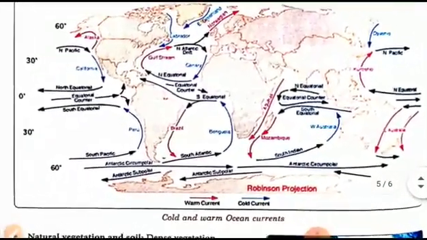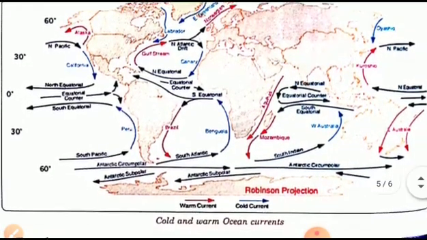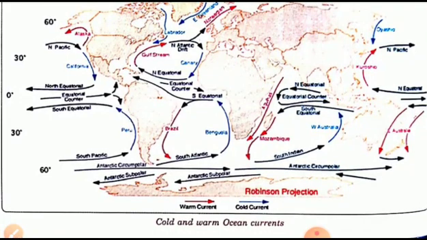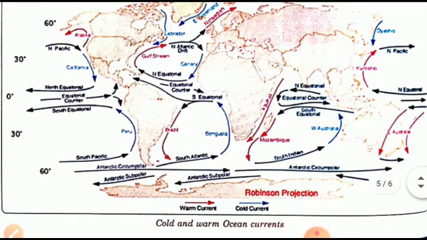Now see here the picture of the cold and the warm ocean currents, how the red color is showing the warm current and the blue color is showing the cold current. How the warm current goes up and the cold current rushes in and occupies that space. So in this way the circulation of the current takes place, and the areas which are nearer to the warm current will have a warm climate, whereas the areas which are nearer to the cold current will have a cold climate.